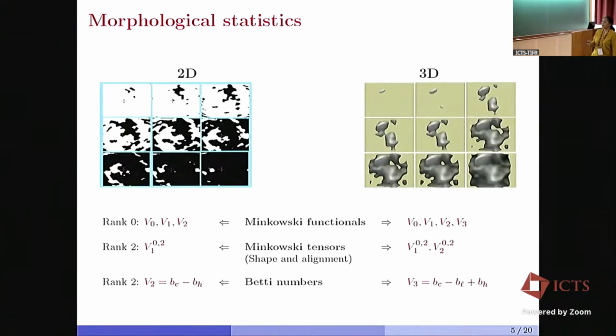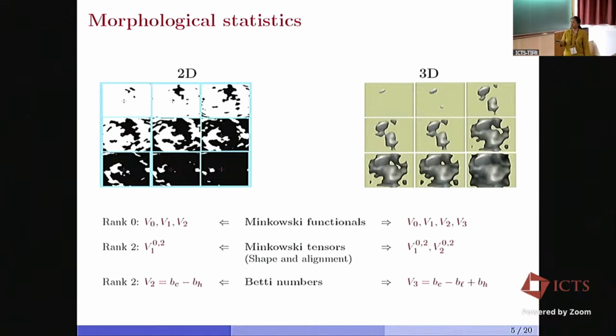And from these, the rank 0 ones are the Minkowski functionals. They quantify the area, perimeter, and count. So V0, V1, these are the geometrical quantities. V2 is a topological quantity. And similarly, in 3D, we have this.